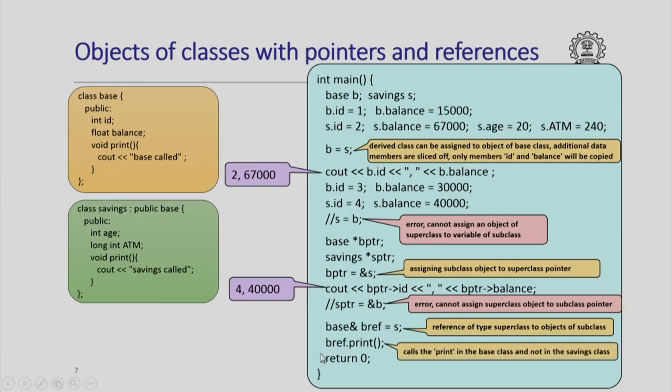So when I call this print function on the object bref, a reference to the base class, the print function of the base class is going to get called and not the print function of the derived class. This distinction is important to note because the type of bref is reference to the base class. So bref.print is going to call the print method of the base class and not of the derived class. So it is going to print base called, printed by this print method.